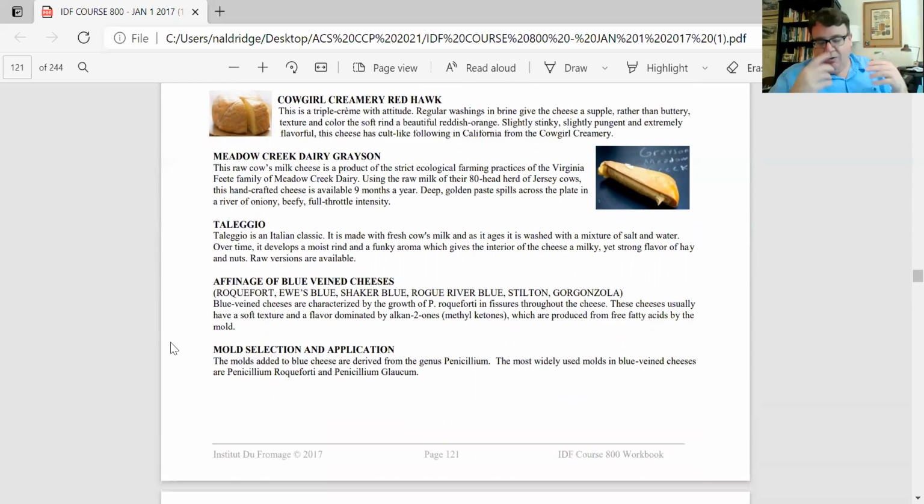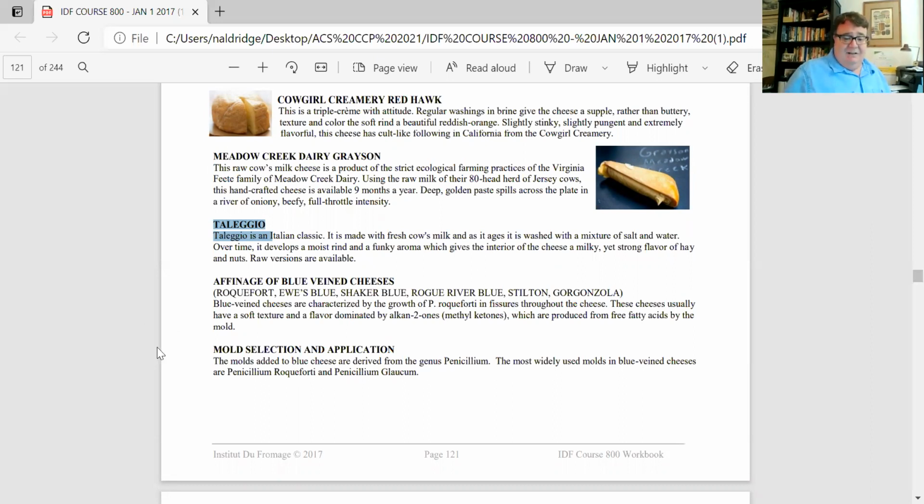Taleggio. This is talking about smear ripened cheeses, but this is a heads up that you're going to get asked specifically about farms and about specific cheeses. By the word Taleggio, remember to write tired milk. Tired like I'm exhausted. So tired milk and Taleggio. That's a big heads up for you.